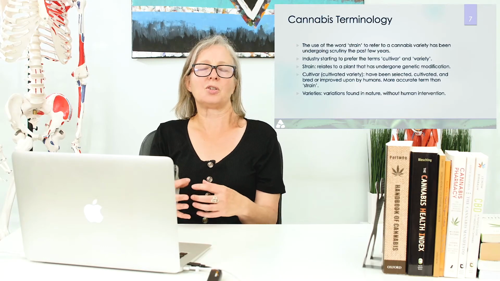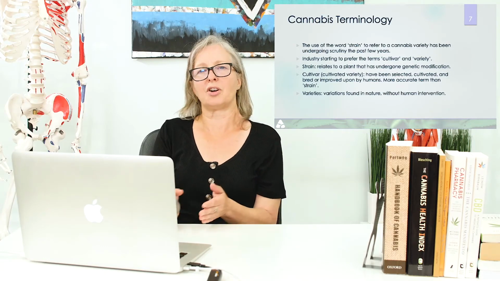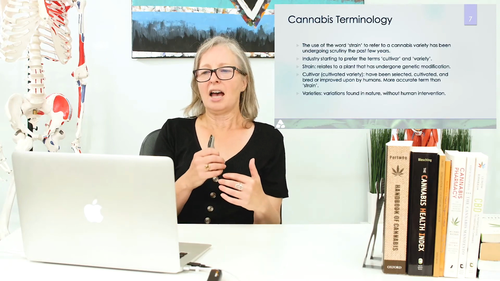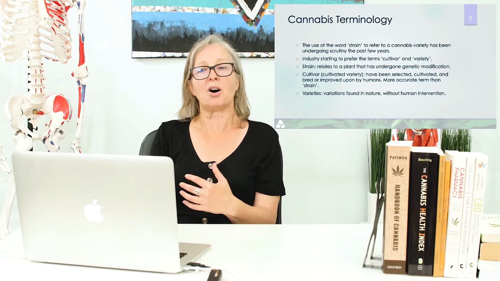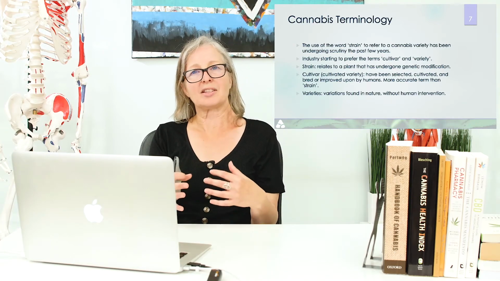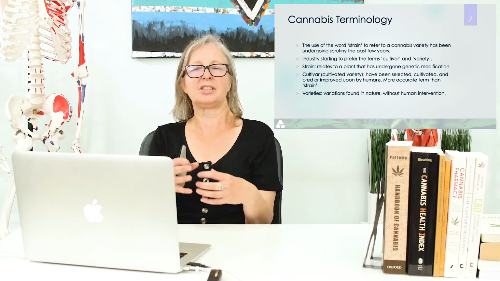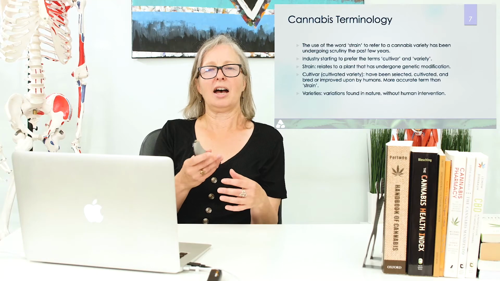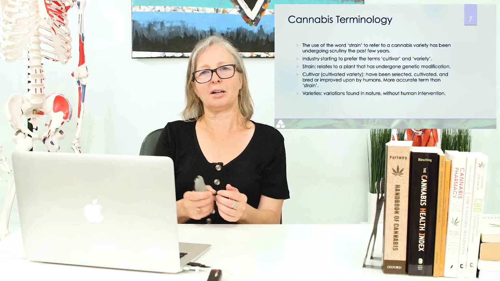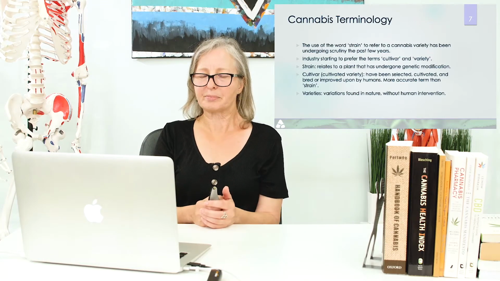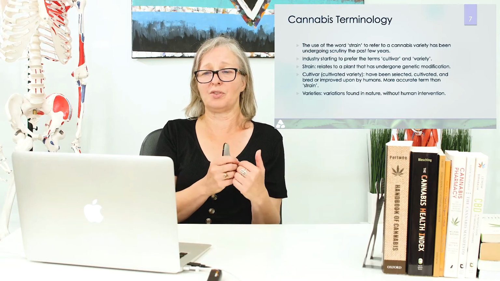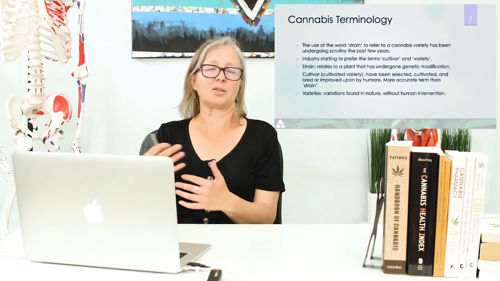Cultivar really refers to a cultivated variety. So cultivar, cultivated varieties, where that word comes from. That means they've been specifically selected and cultivated and bred or improved upon for various traits by humans. So humans have specifically gone in there and made these changes, or selected for different traits in the cannabis, in order to get the different cultivars or varieties. And varieties technically refers to variations found in nature, just as plants will evolve or change over time with no human intervention. So that's the technical term for those three.